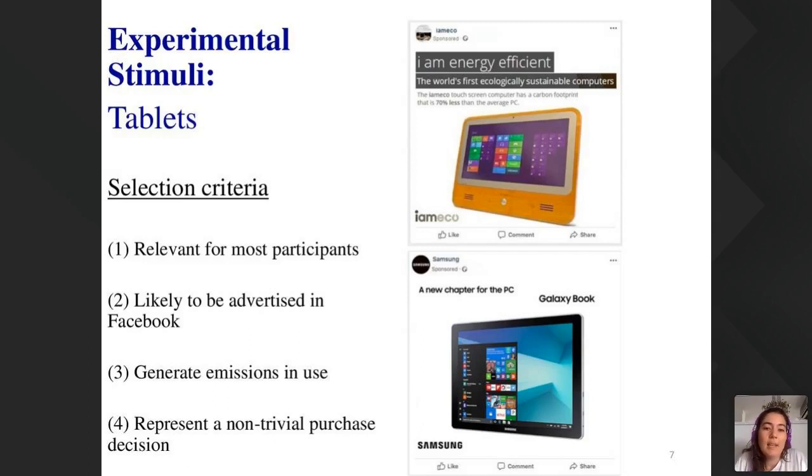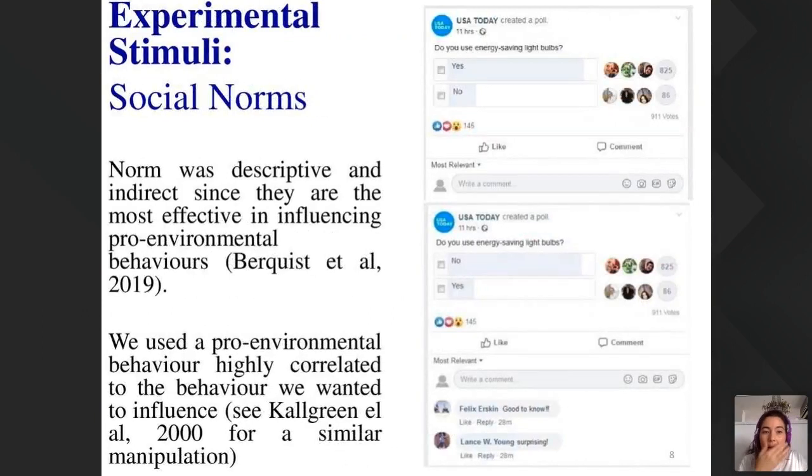So what you're seeing in this slide is how we built the advertising posts. If you were assigned to an advertisement treatment, you would see one of these posts, one for IAM Eco and one from Samsung, and this we took from the brand webpage. And next, I'm going to show you how we introduced the social norms.